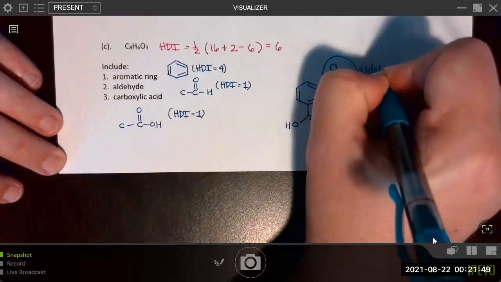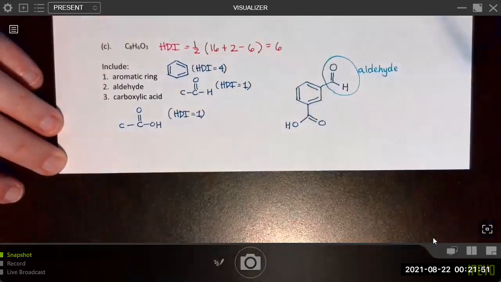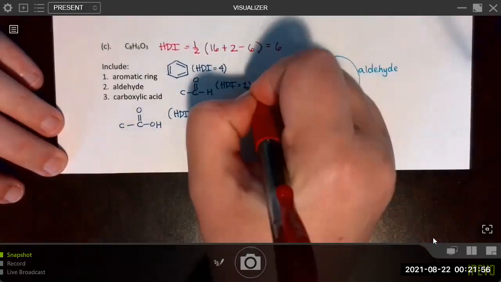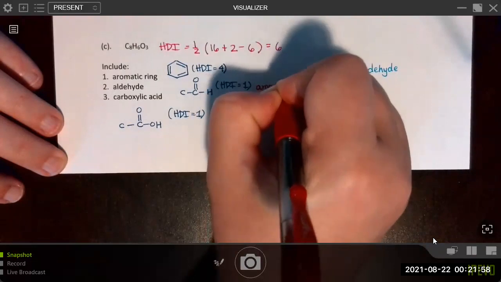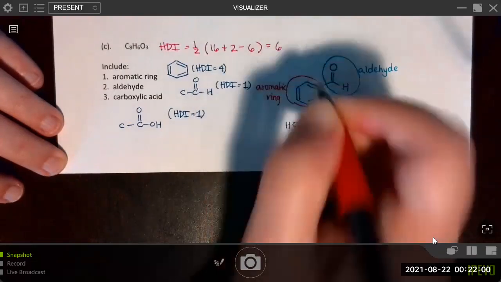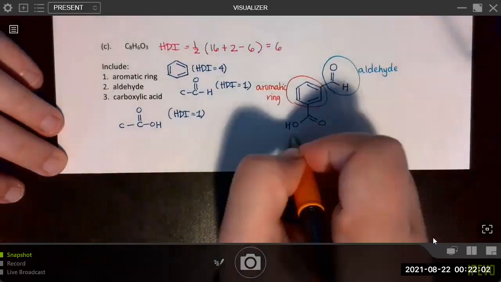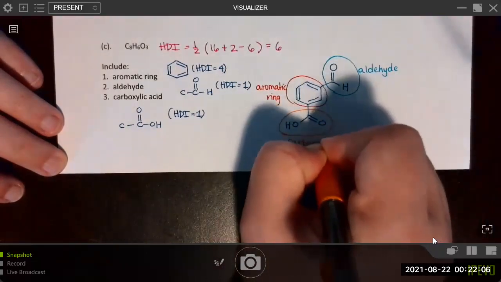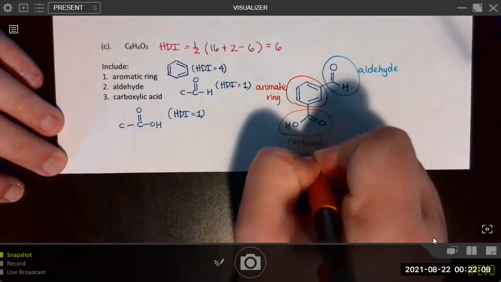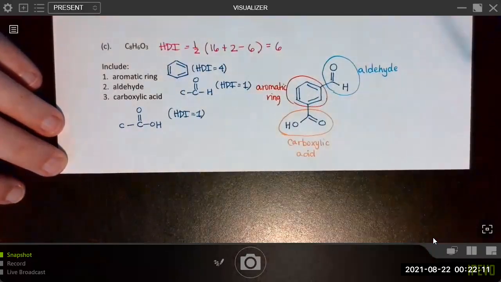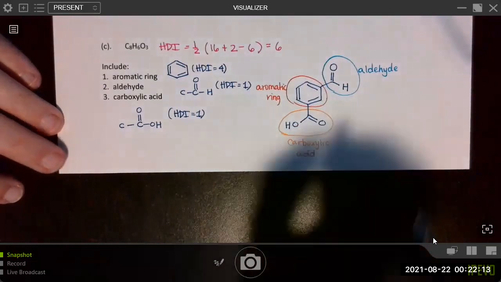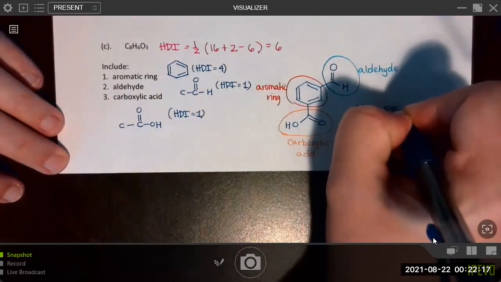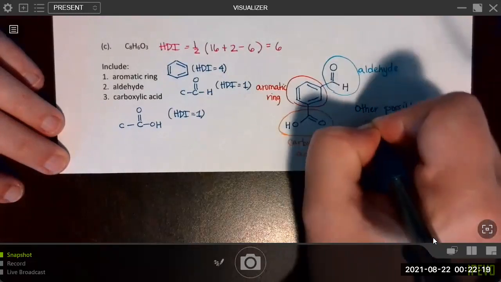Aldehyde. Aromatic ring. And carboxylic acid. And then I'll just make a note, right? Other possible structures.